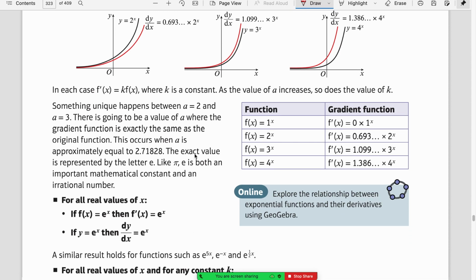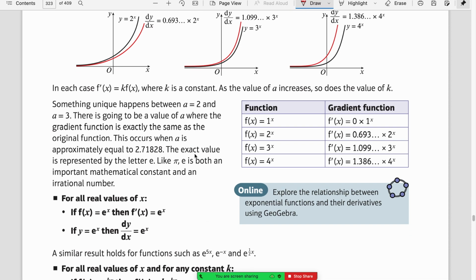Sometimes the unique value, okay, where is the question? This is 1 and 2, 3, 4, gradient function of a number raised to power x.